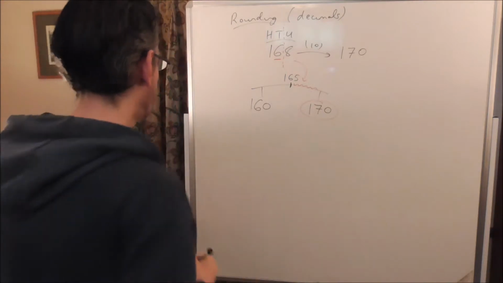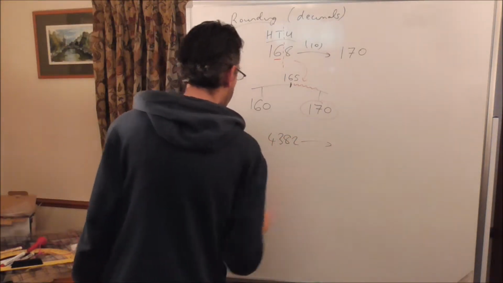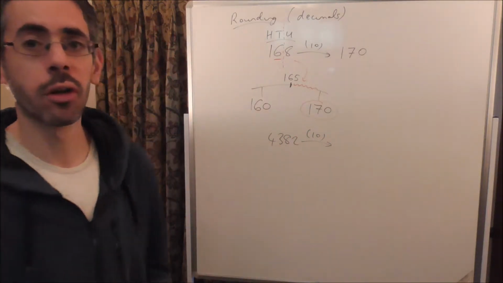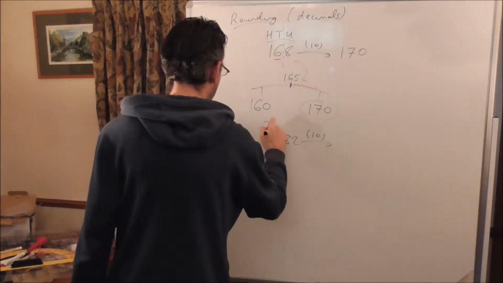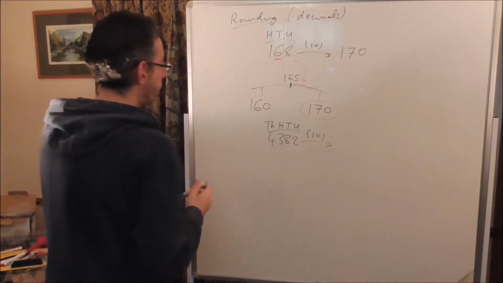Let's do another example. Let's do 4,382. Let's round that to the nearest 10. In other words, find the tens number it's closest to. I'll put the column headings in again. So you've got the thousands digit, the hundreds, the tens and the units. We're rounding again to the nearest 10.